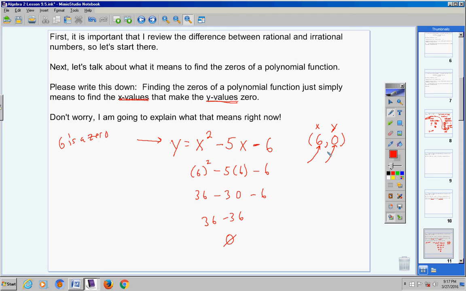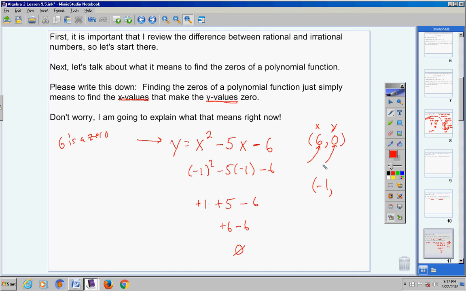Listen, try another number, okay? Try negative 1. Try negative 1 and watch what happens. Put a negative 1 in for x. Negative 1 times negative 1 is positive 1. Negative 5 times negative 1 is positive 5. Bring down your negative 6. Positive 1, positive 5 is positive 6. Positive 6, negative 6 is 0.